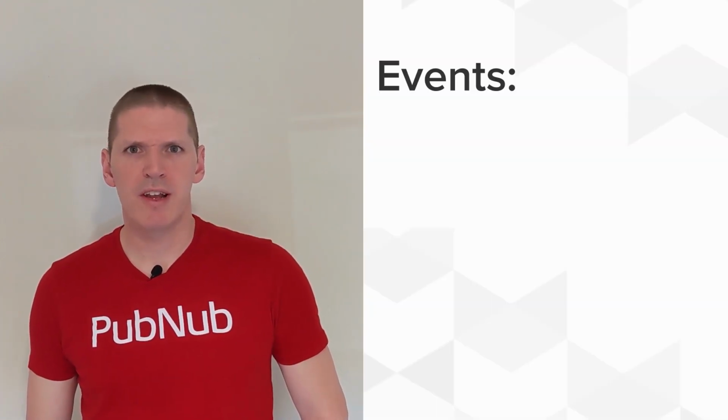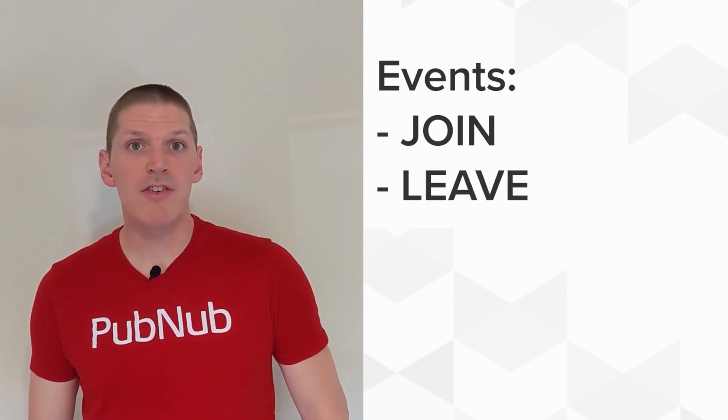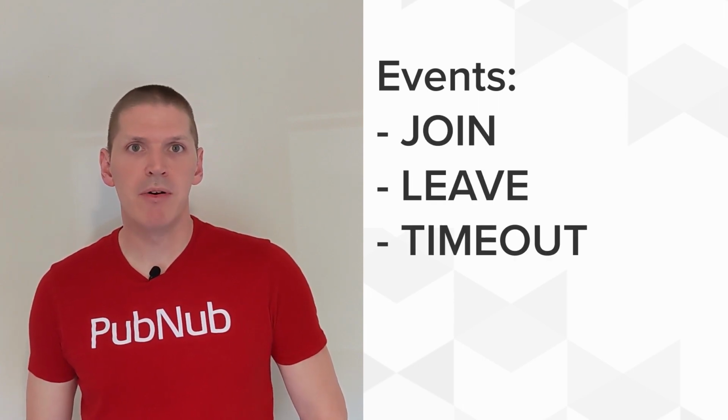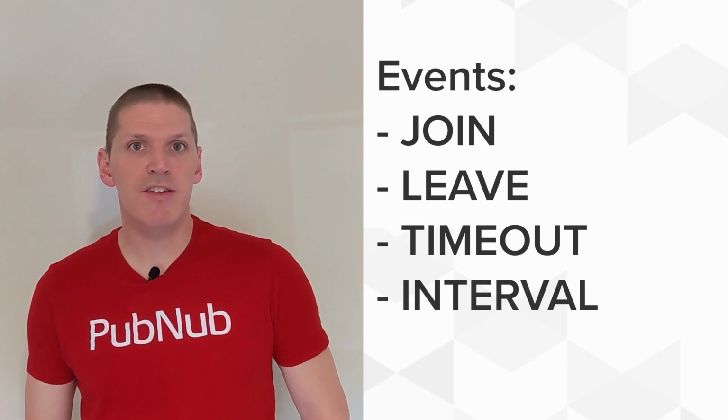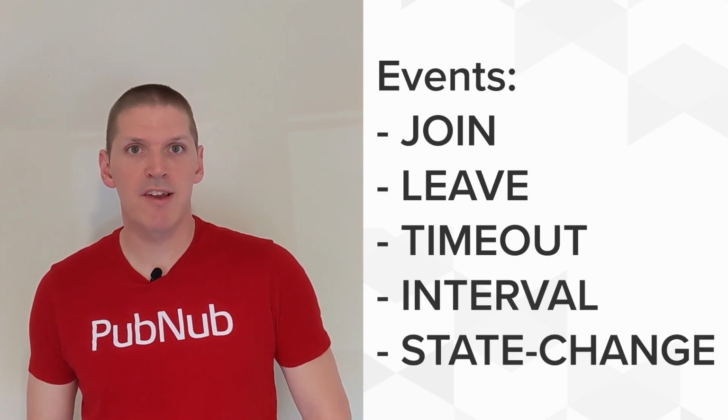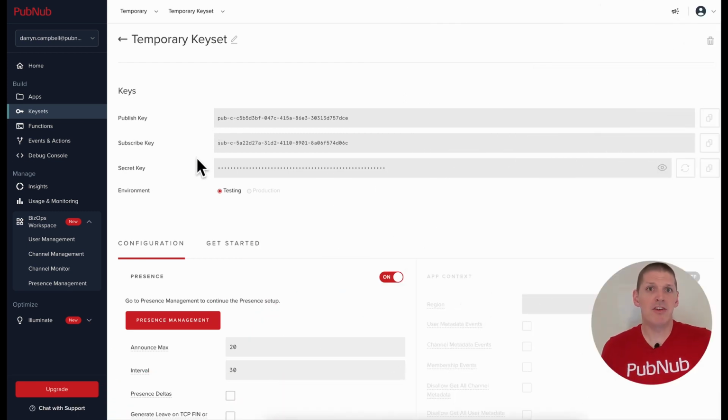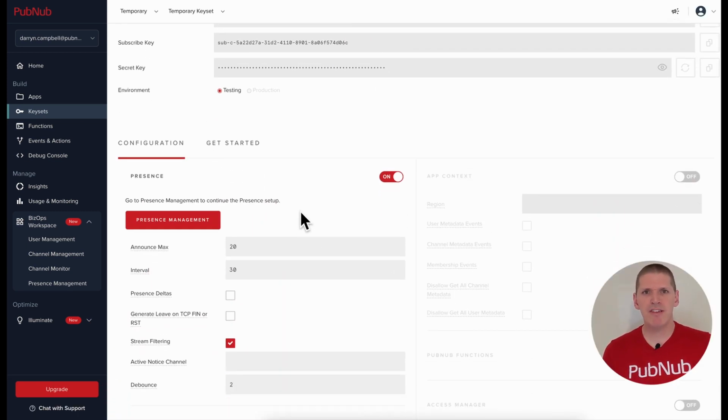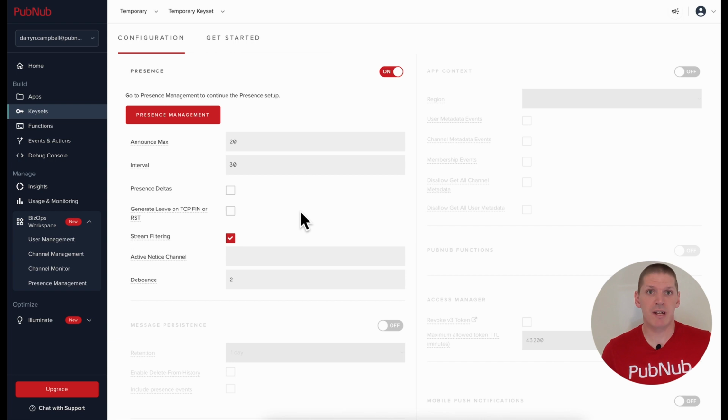That covers all the events. Clients can join or leave a channel, you can detect their timeout, or you can receive information at regular intervals. You can even exchange state information associated with the client's presence. But what if that's too many events? How can you disable specific events on specific channels, either to manage your network bandwidth or to control your costs if you're using our transaction-based pricing model?